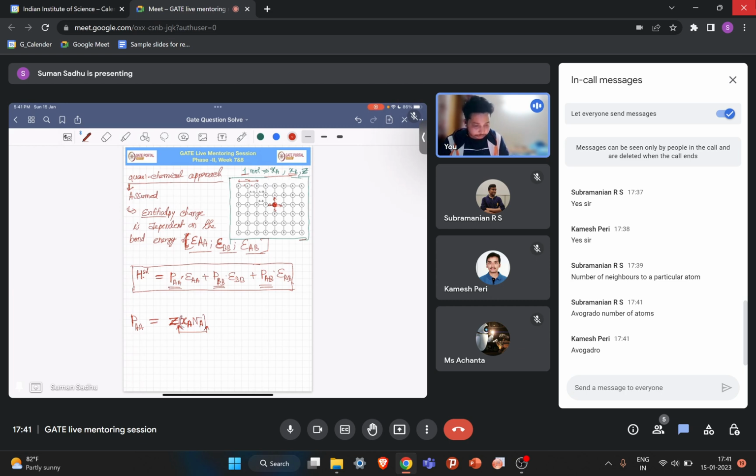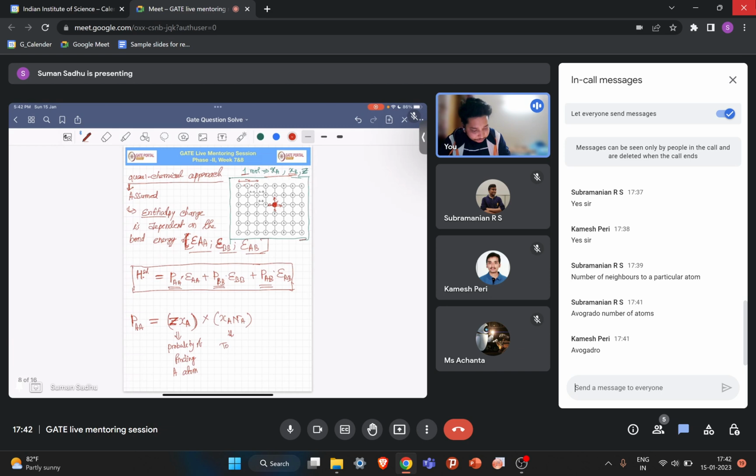So Z and XA will be your probability of finding an A atom. One more XA term will be there, like Z XA. So Z into XA is your probability of finding an A atom nearest to this A atom. But this is not the only A atom you have in your system. So how many A atoms do you have in total? You have XA into Na number of A atoms in your system, right?